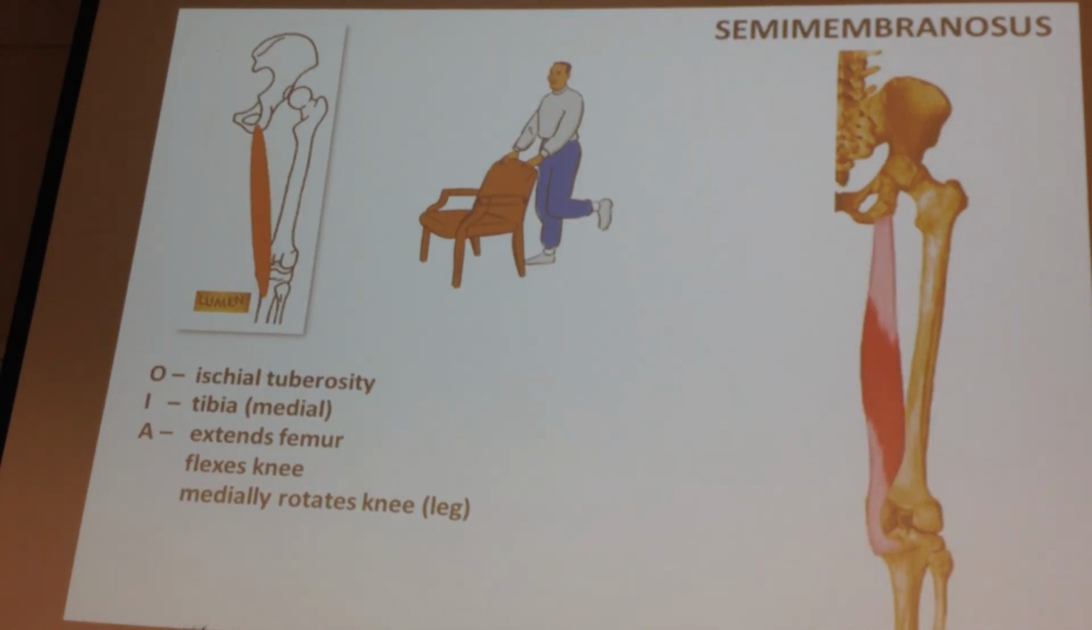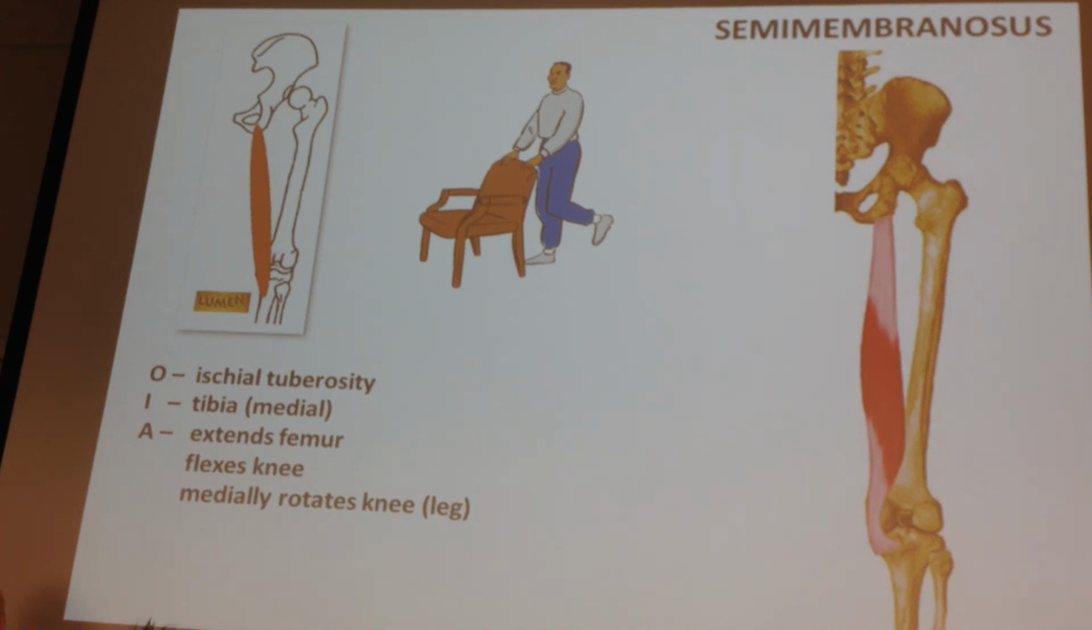So the next two muscles are semi-muscles, semimembranosus and semitendinosus. So how do we remember that these are medial? Medial starts with M. So semimembranosus goes from the ischial tuberosity to the tibia, medially.